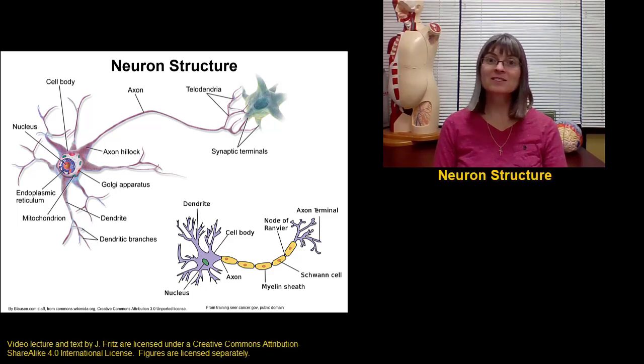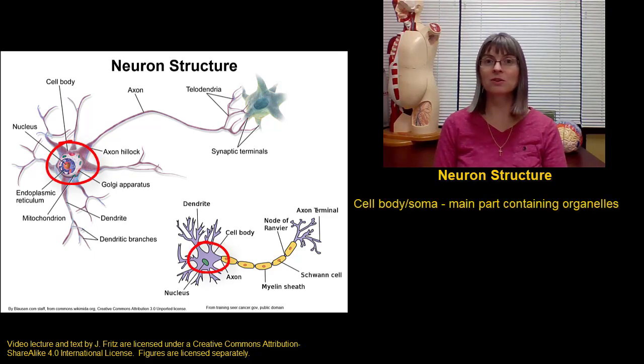Let's take a closer look at the cells involved in the nervous system. The main cell that we talk about with the nervous system is the neuron. The neurons are the cells that actually carry the signals from one cell to the next. The main part of a neuron is called the cell body or the soma. This is where we find the nucleus and the other organelles such as the mitochondria, the ribosomes, the endoplasmic reticulum, etc.